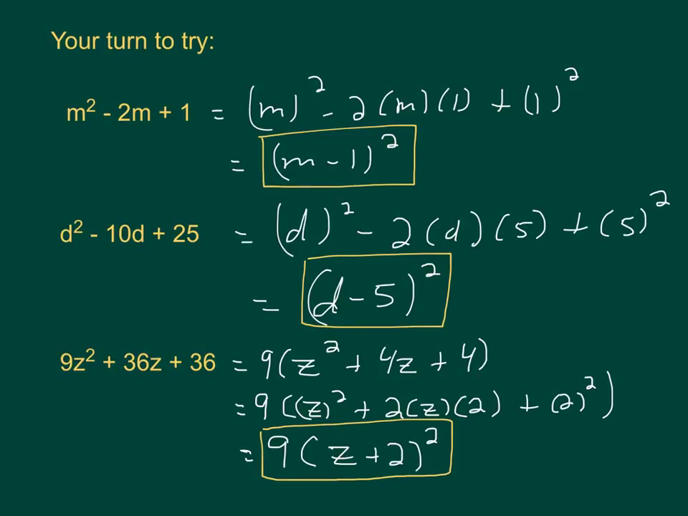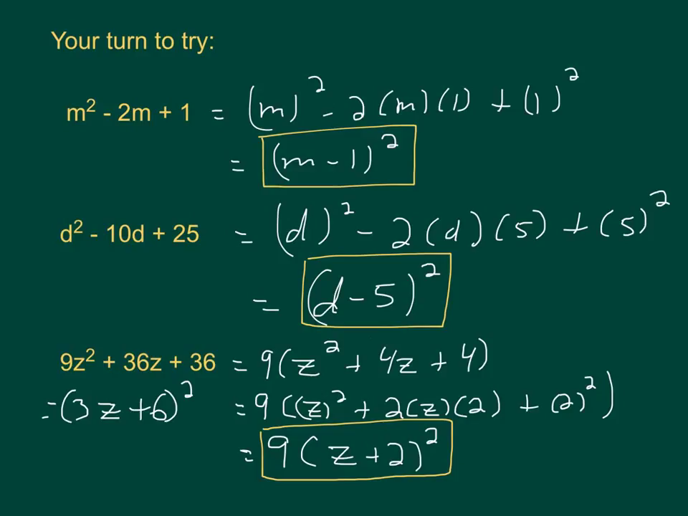And the third one, I have a hunch that some of you forgot to take out the common factor of 9 first. If you take out the common factor of 9 first, which you should always look for a GCF first, you end up getting 9 times z plus 2 squared. Now if you didn't take it out first, what you would have ended up with is 3z plus 6 squared, which is valid. However, it's actually not fully factored because the 3z and the 6 have a common factor of 3.